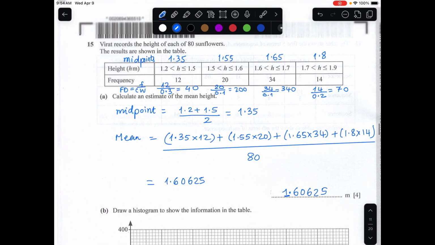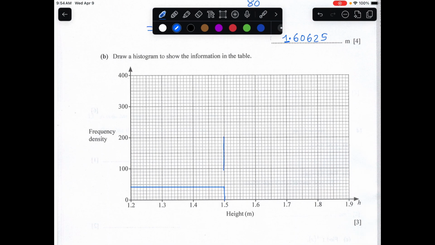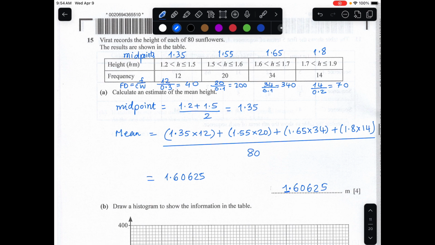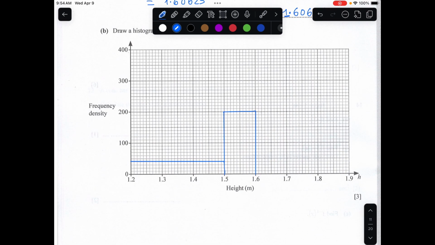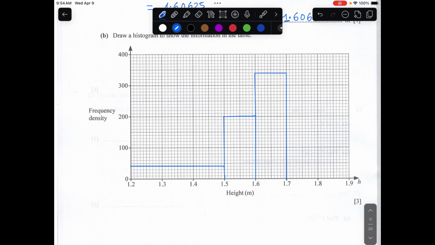Then we have 1.5 to 1.6 is 200. Then 1.6 to 1.7 is 340. 1.7 to 1.9 is 70. So I think it would be over here.